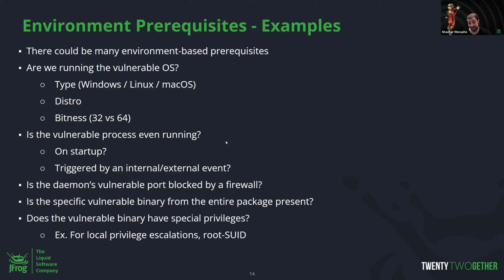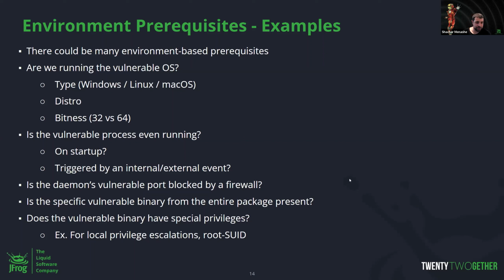Something obvious that sometimes is missed: is the vulnerable process even running in this environment? Is it running on startup? Can it be triggered by some internal or external event? If it's a daemon, maybe the vulnerable port is blocked by a firewall. It could be an external firewall or a host firewall like iptables.